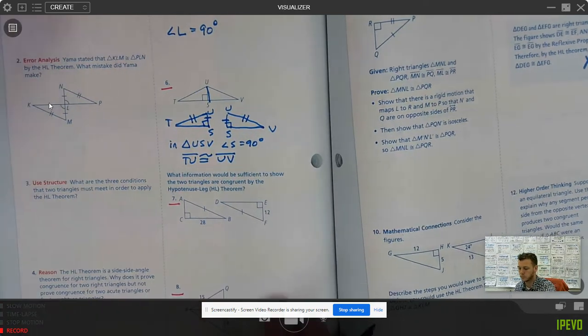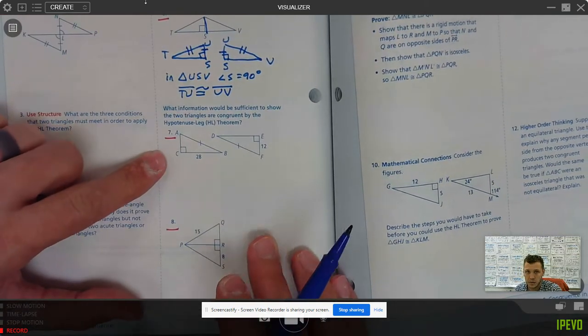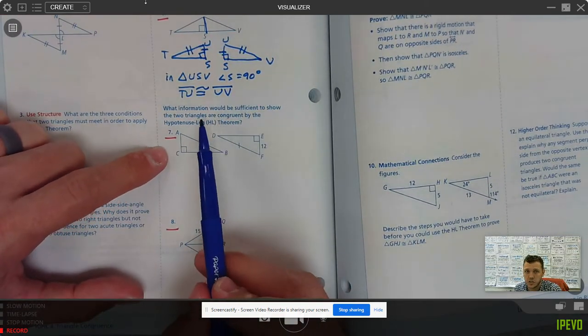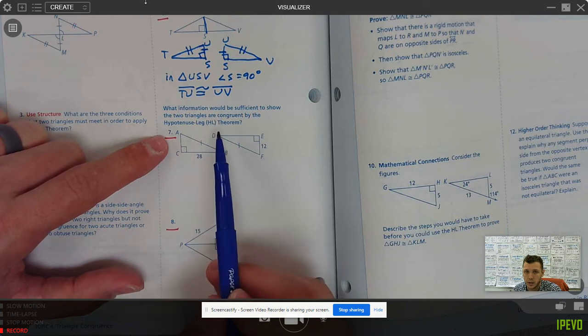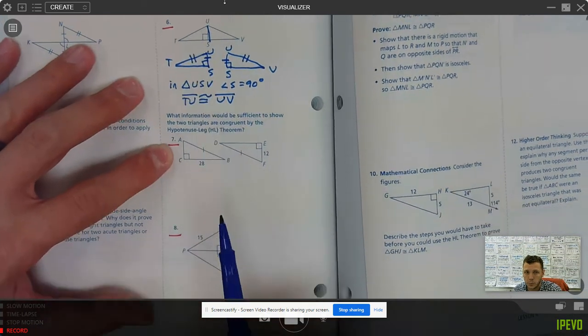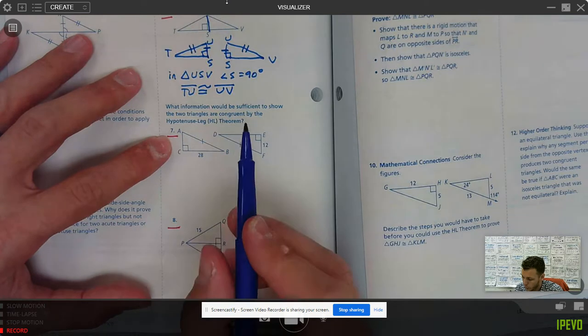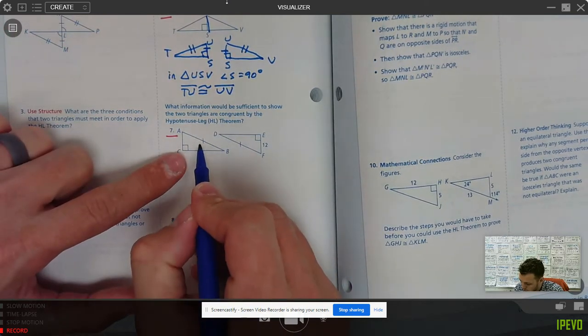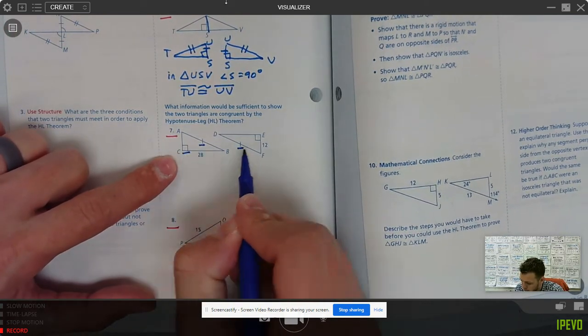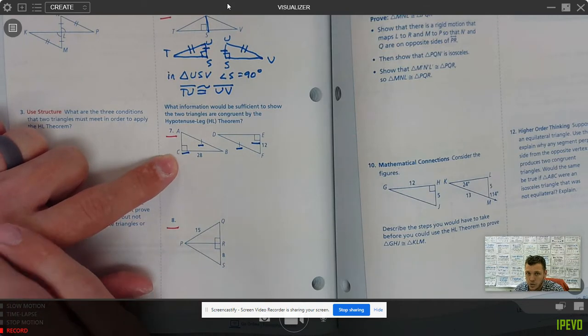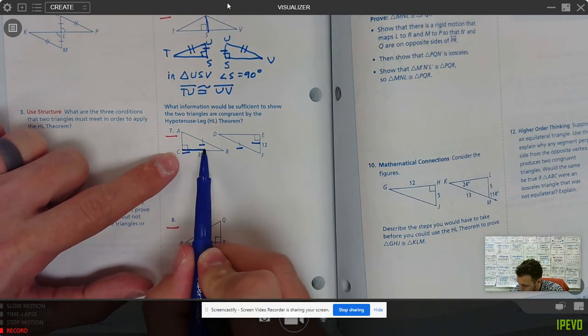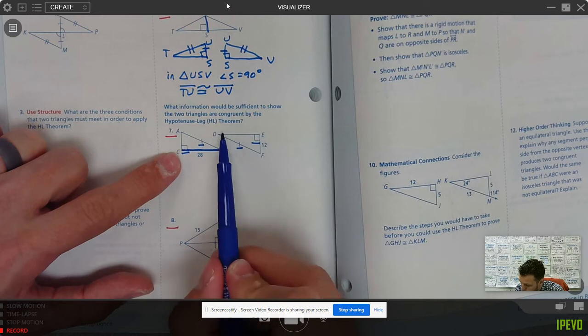Okay. Number 7, what information would be sufficient to show the two triangles are congruent by the hypotenuse leg. Very similar up here, but we actually have measurements. So the thing that we want to look at, all right, it already tells us that our hypotenuses are congruent and that they are 90 degrees, right? So if we look at the first triangle, we have the long leg is 28. So over here, we could say our long leg also has to be 28.